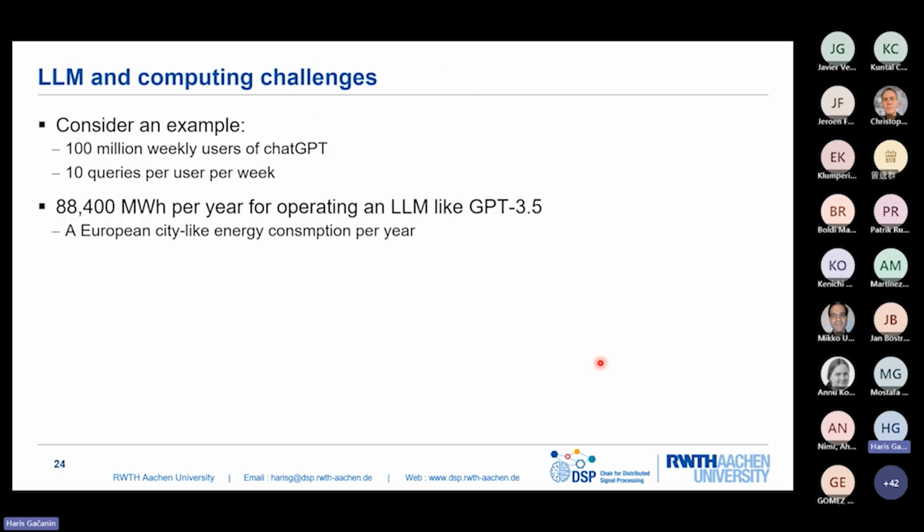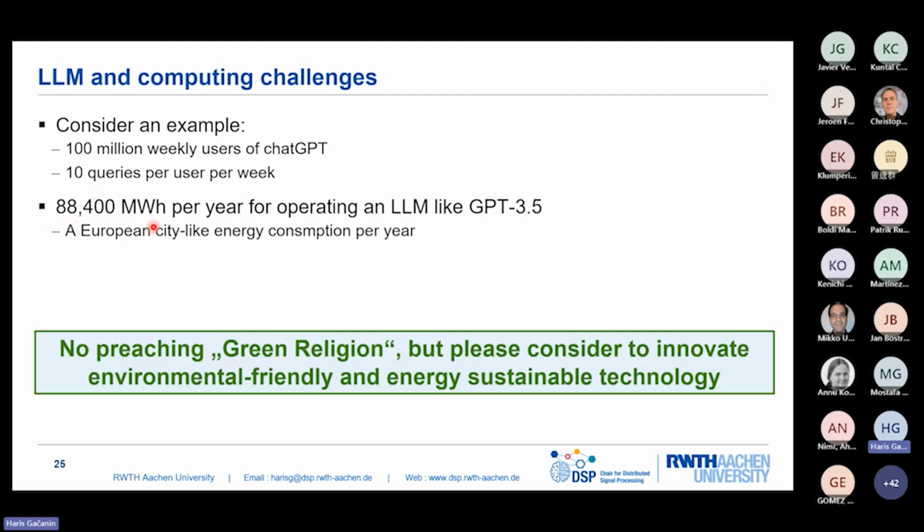LLM is the same, computing challenges with LLM. If you just follow some simple mathematics of 100 million users per week using ChatGPT, they use just 10 queries a day, they will end up with 88,400 megawatts per hour. So this is now not me going to preach that we have to go green and make all of our efforts vain. No, but I just want to say that there should be other approaches and not only blindly following the cloud-based or GPU-based processing.